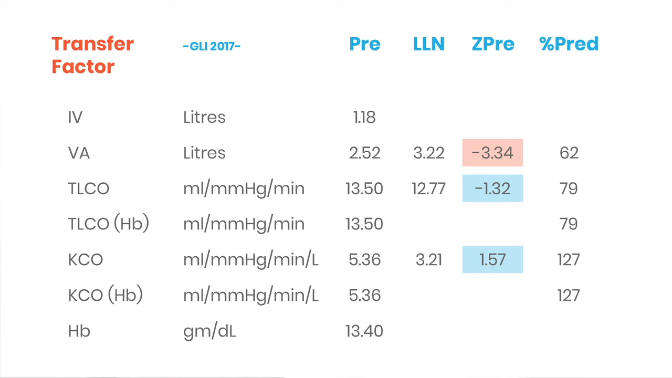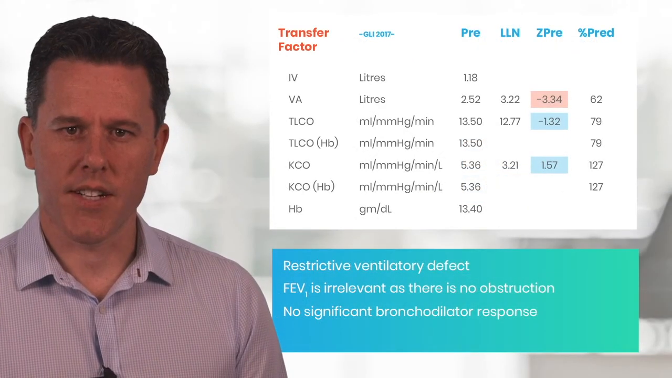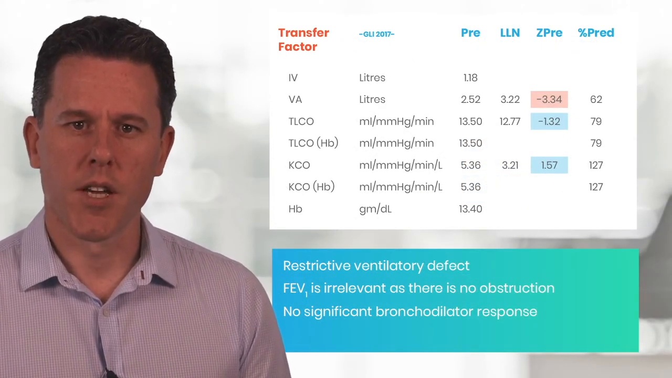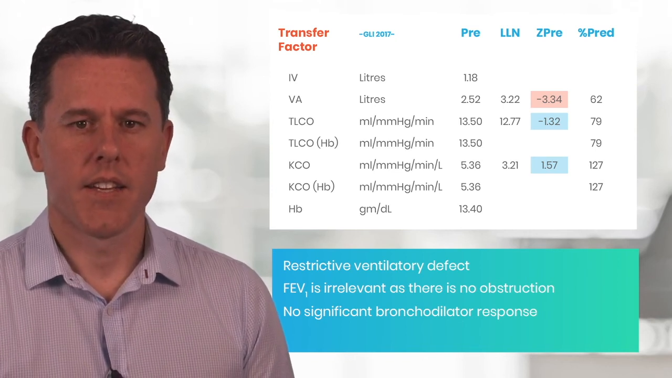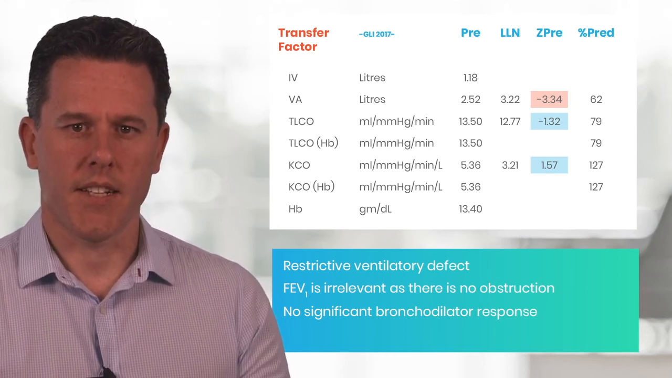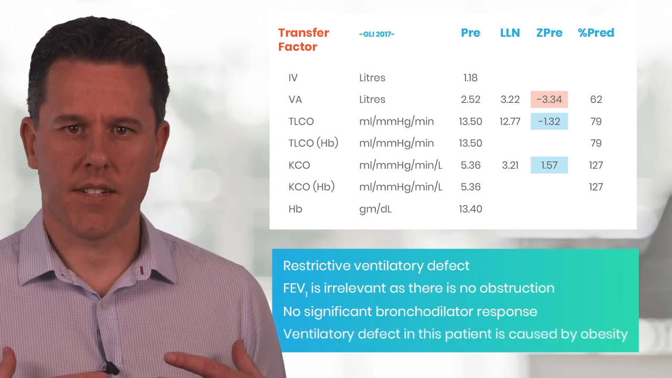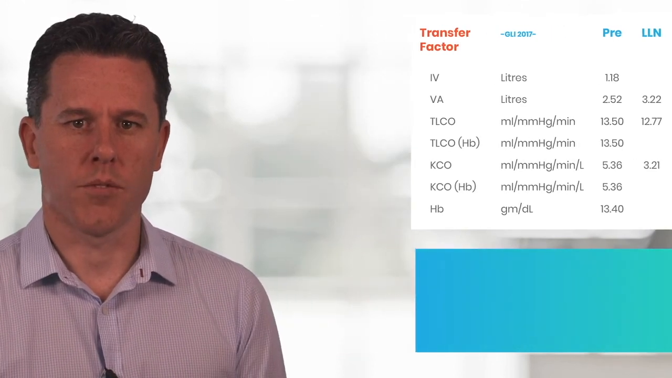So what that means is that the slight reduction in gas transfer is not due to disease of the lung parenchyma or pulmonary vessels, it's because of reduced lung volume. So this patient has a restrictive ventilatory defect with reduced lung volume, but actually no disease of the lung parenchyma itself. And so that is consistent with obesity. So it's the obesity that's caused the restricted ventilatory defect, the small lung volumes, but the lung itself is normal.